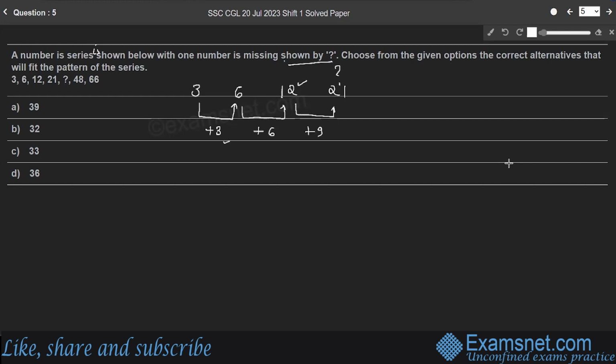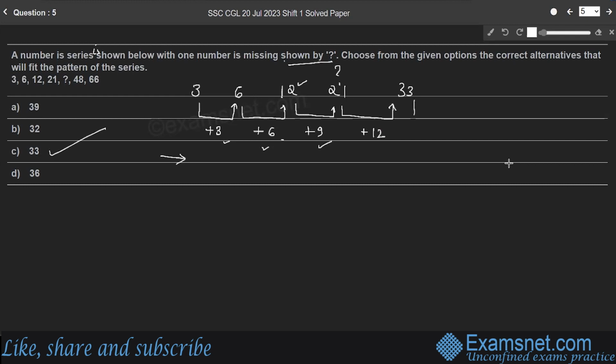So 3, 6 and 9 are consecutive multiples of 3: 3 into 1, 3 into 2, 3 into 3. Therefore, the next number to be added here is 3 into 4, which is 12. So 21 plus 12 becomes 33. Therefore, 33 is the missing number here, which is the 5th number.